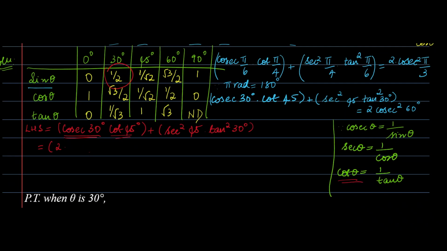Cot theta is the reciprocal of tan theta. So in order to find the value of cot 45 degrees, we need to know the value of tan 45 degrees. The value of tan 45 degrees is 1. We will have 2 into 1 in our first bracket.